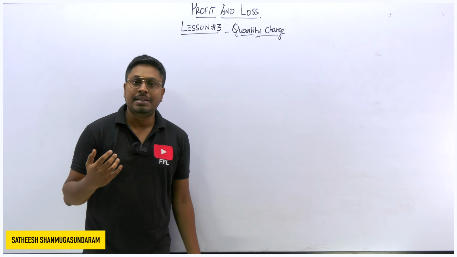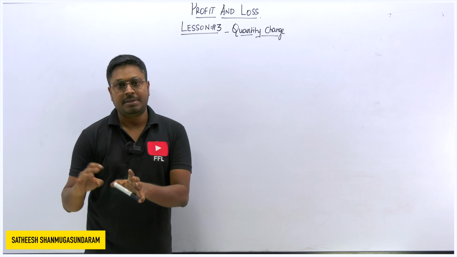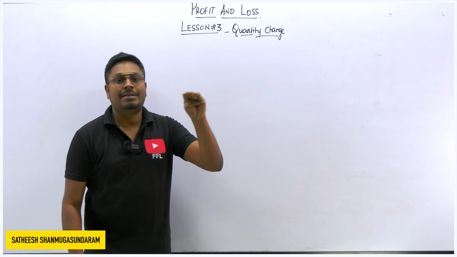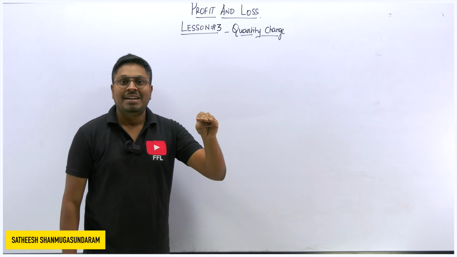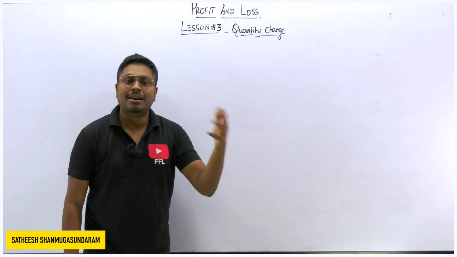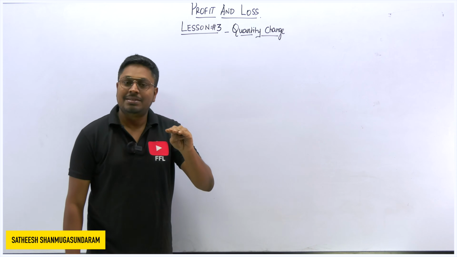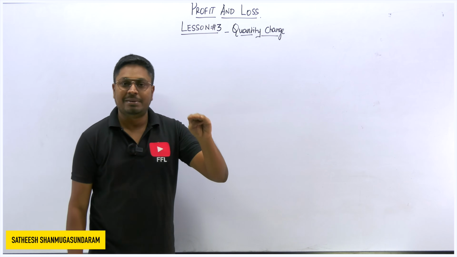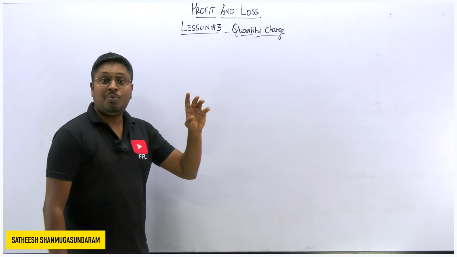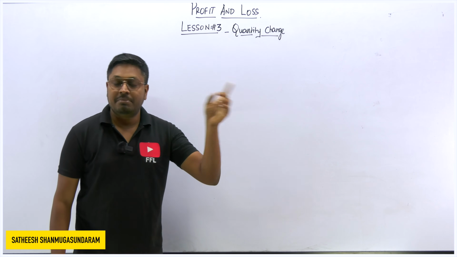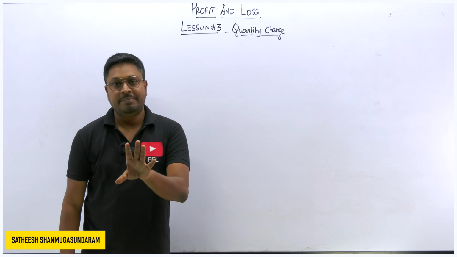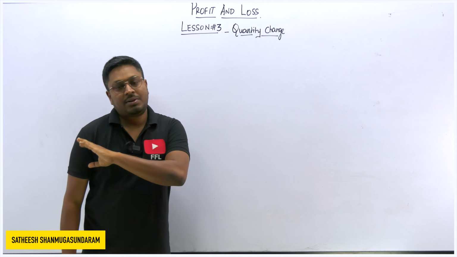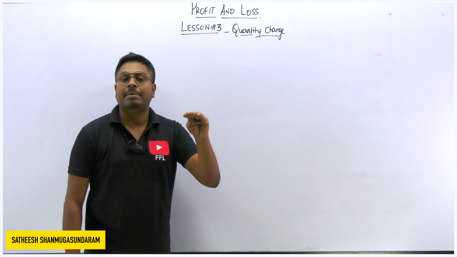What we are going to learn is the quantity change concept. We are moving in a step-by-step process. Most of the students, I have seen in the comments, are saying, teach me some tough level questions again and again. Please, we can go with a step-by-step process: step 1, step 2, step 3. Once we reach step number 12, at that time you will know how easy the profit and loss topic is. Profit and loss is not at all an easy topic unless you follow a step-by-step process.